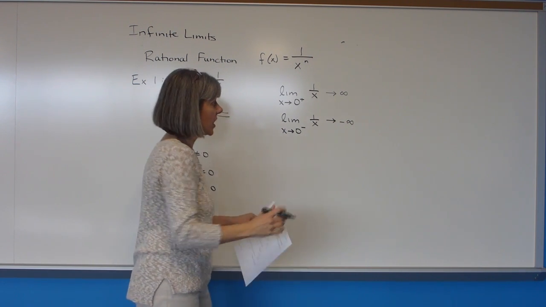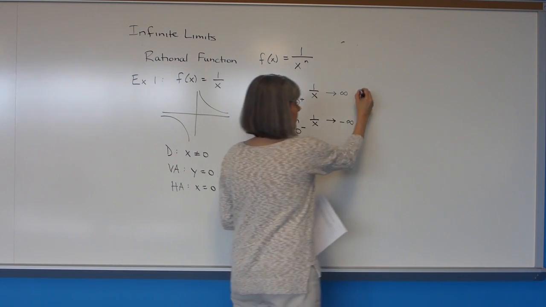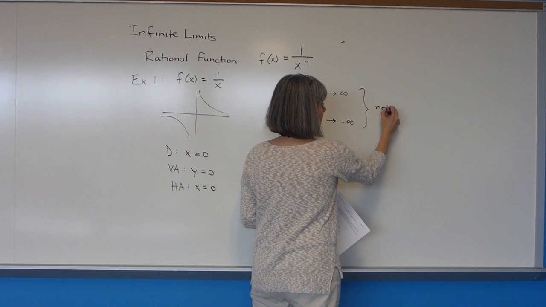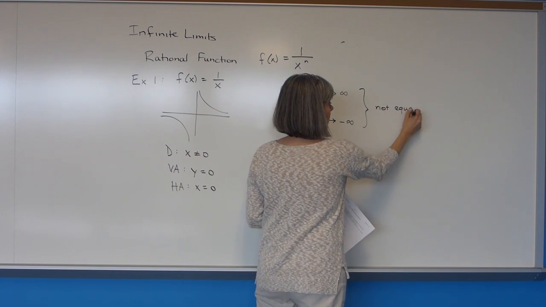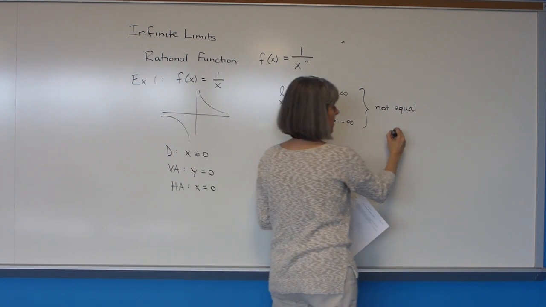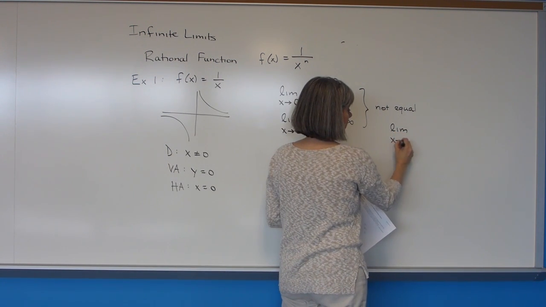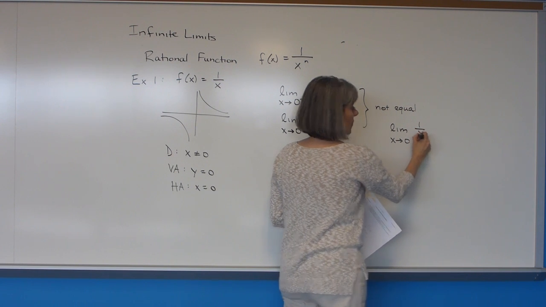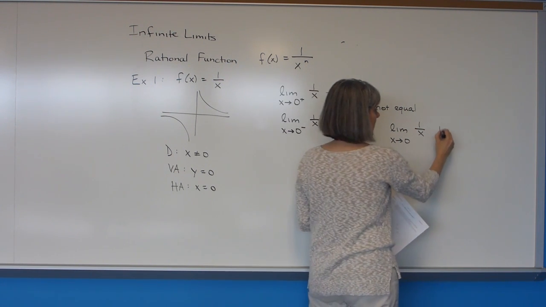Okay, so these two do not agree. They are not equal. So we're doing one thing from the right, a different thing from the left, and so that means that for our two-sided limit, we can't say which one it is, so we have to say that it does not exist.